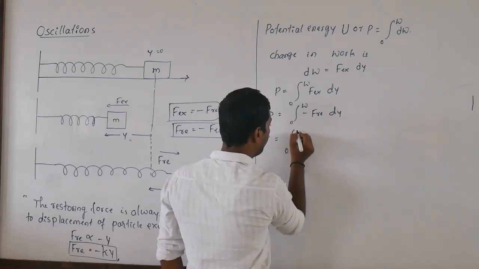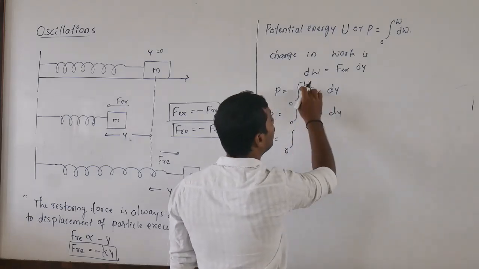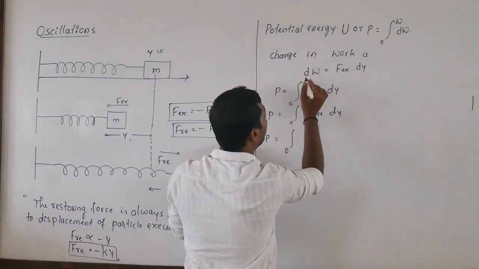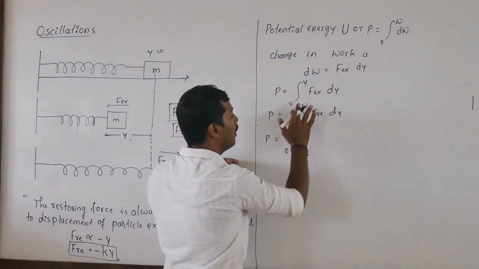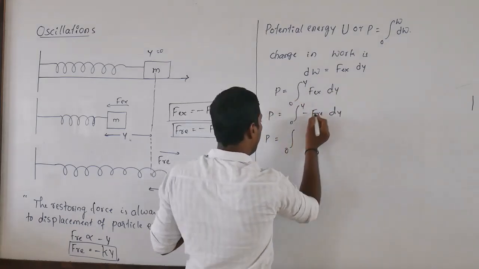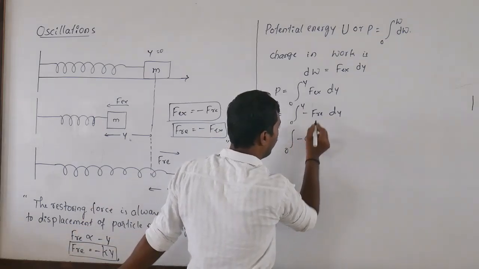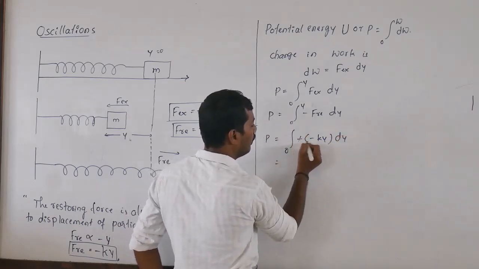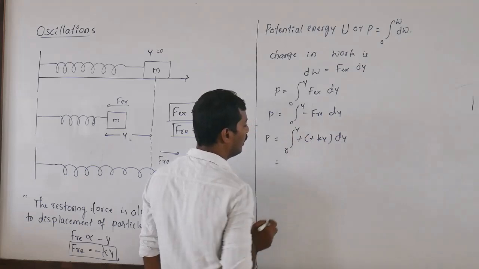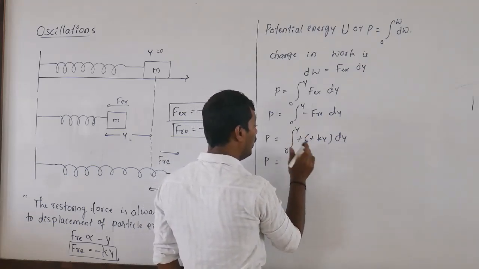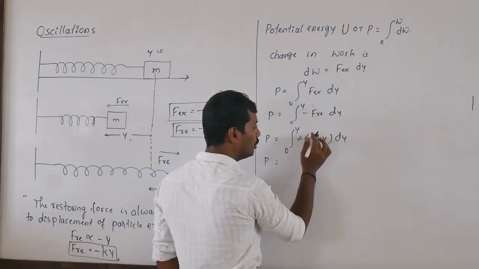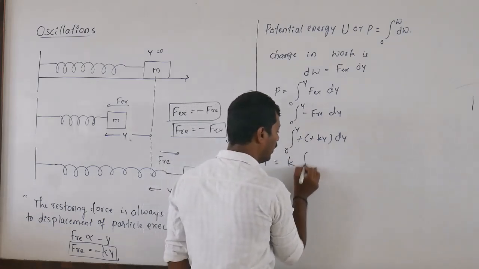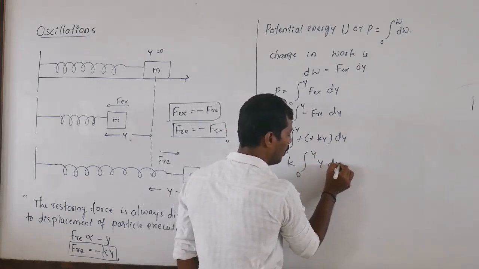This is equal to the integral from 0 to W. Initially 0 to W, when it becomes dy, it is a displacement. Now it becomes displacement, 0 to y. Then you can take minus of, your restoring force is minus of Ky into dy. Then minus into minus becomes plus, dy. Then P is there. K is a spring constant, or it is called the force constant here. K is outside, integration of 0 to y into dy.